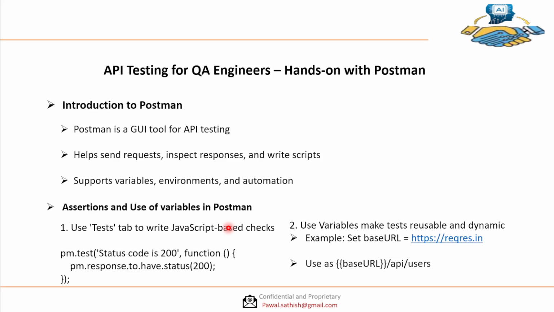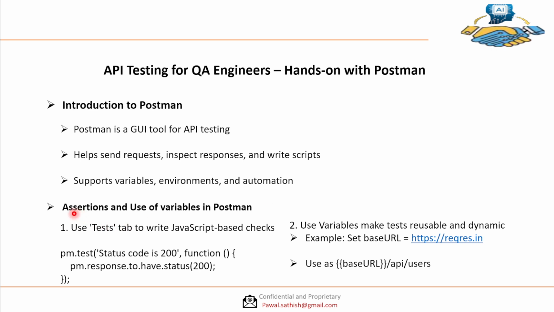So Postman, we can download the Postman from Google, and Postman is a GUI tool for API verifications. As a QA, we'll download the Postman and we'll perform the API verification. It helps send the request. So as a QA, the dev team is giving the endpoints. We'll send the request, and as a QA, we need to verify the response. And if needed, we'll put some assertions using the scripts. Postman also supports the variables, environments, and automation as well.